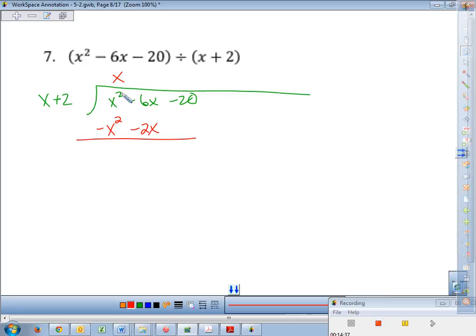Add them up. You know these will always cancel. That's the whole idea behind it, right? And then this is how much right here? Negative 8x. Write that for me. Then the minus 20 comes down. So far, so good? Then we do it again. Negative 8x divided by x. What would you get? Negative 8.